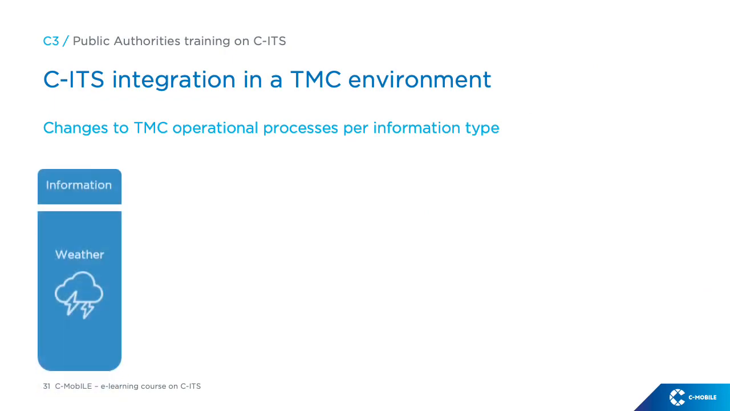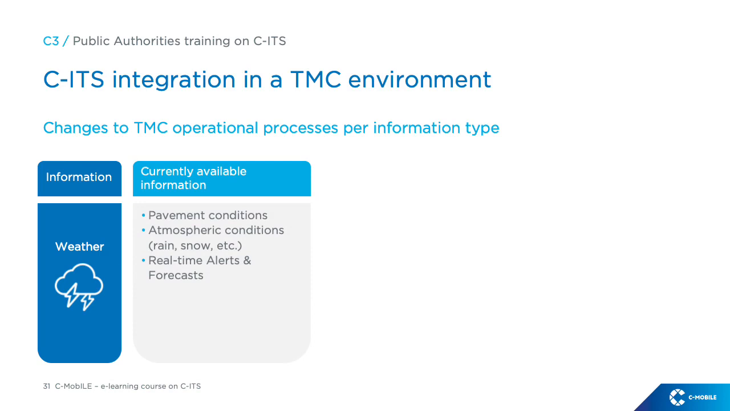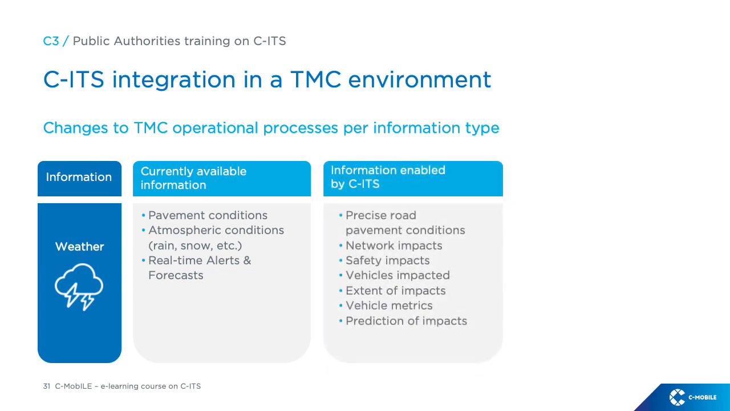Weather-related information currently available at traffic management centres includes pavement conditions like icy roads, atmospheric conditions such as rain, snow, wind or low temperatures, and real-time alerts and forecasts. CITS can enable the exploitation of a lot of additional information, including more precise information about the conditions of the road pavement, including slippery conditions due to spillover of liquids from vehicles or degradation of the asphalt, the impact of weather conditions on the road and traffic flow, like in the case of a sudden fog bank, and numerous safety-related information.